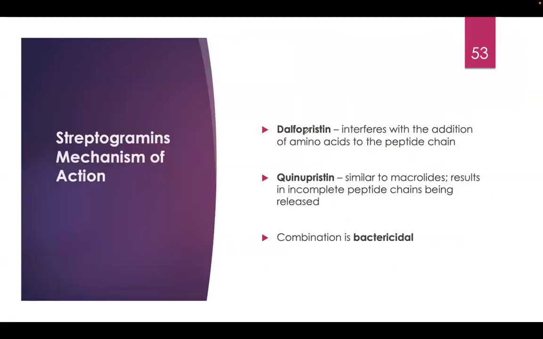Now, dalfopristin interferes with the addition of amino acids in the peptide chain. Quinupristin, similar to macrolides, results in incomplete peptide chains being released. In combination, it is bactericidal, so something to keep in mind. But we just don't use these streptogramins.